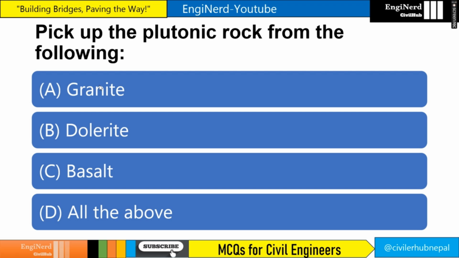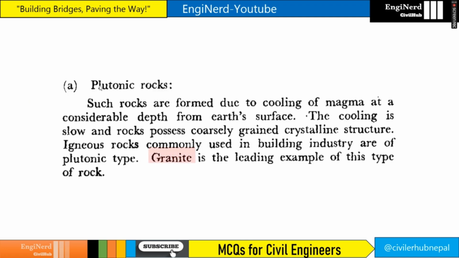Pick up the plutonic rock from the following: granite, dolerite, basalt, all of the above. So the plutonic rock here is granite, right? And dolerite is a hypabyssal rock and basalt is a volcanic rock, right? Plutonic rock, if you see, granite is a leading example of this type of rock.